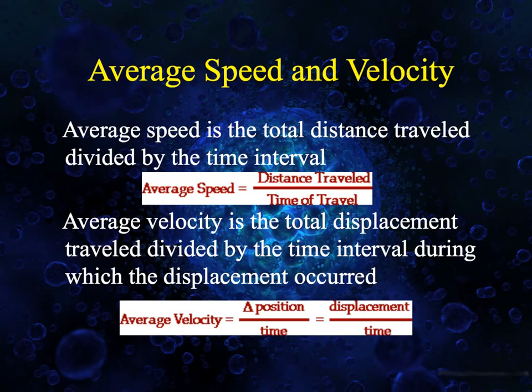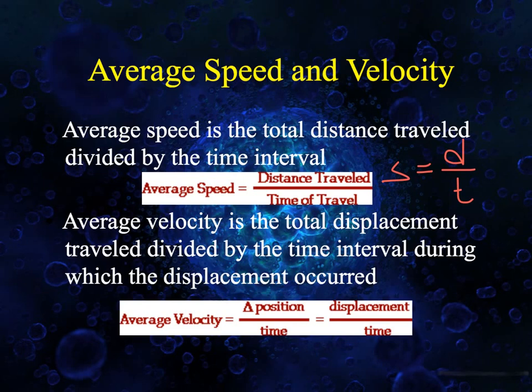Okay, so here's our average speed equation, and it looks just like our original speed equation. Speed equals distance divided by time. That has not changed. It's still S equals D divided by T: distance traveled divided by the time it took to travel that distance.